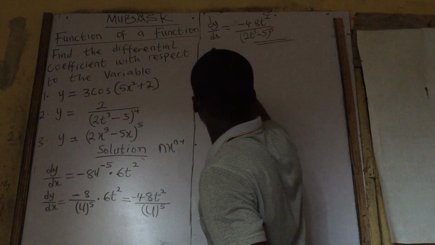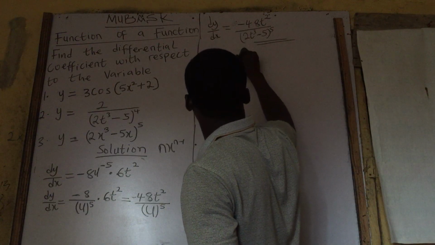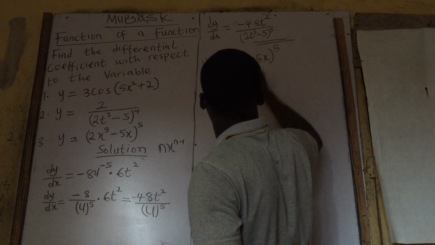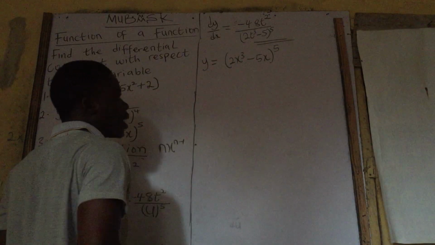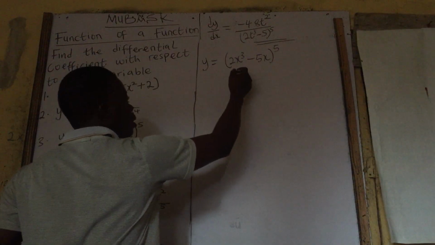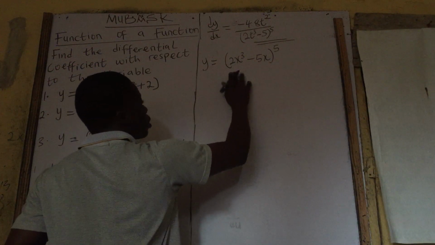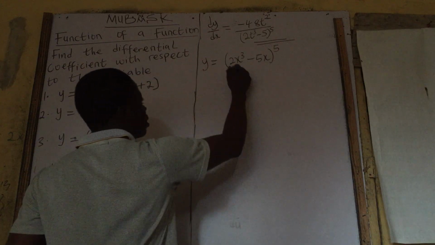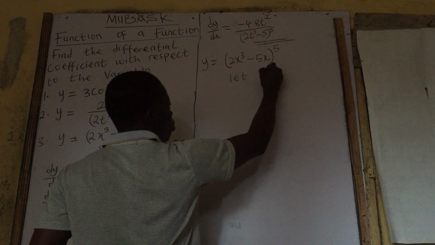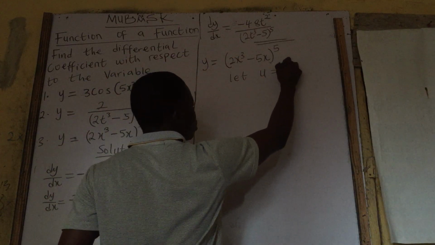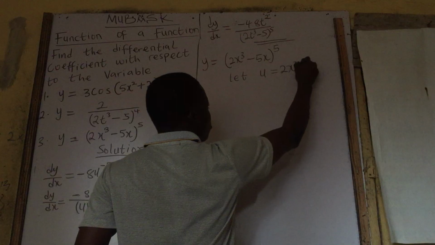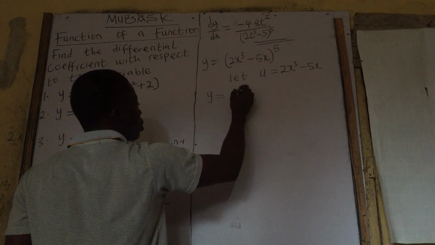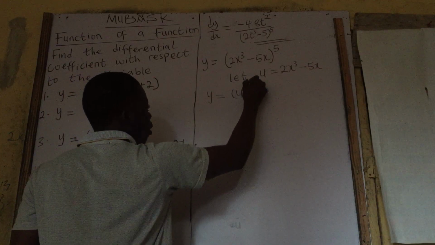Question 3 is: y equals open bracket 2x cubed minus 5x, all in bracket raised to power 5. If y is a function of x, then our function is 2x cubed minus 5x. We let our function be some variable. Let u equal our function, which is 2x cubed minus 5x. Now y equals what? u raised to power 5.